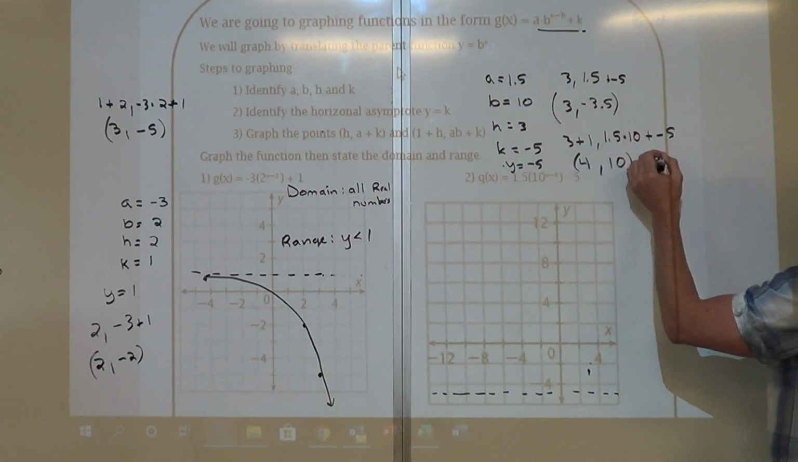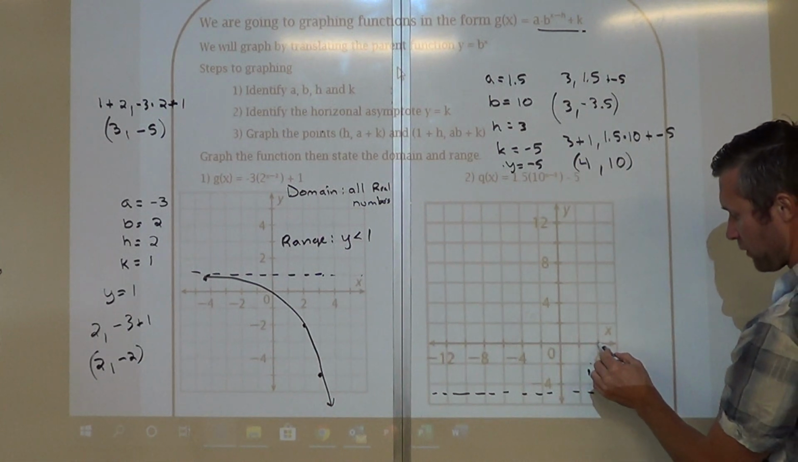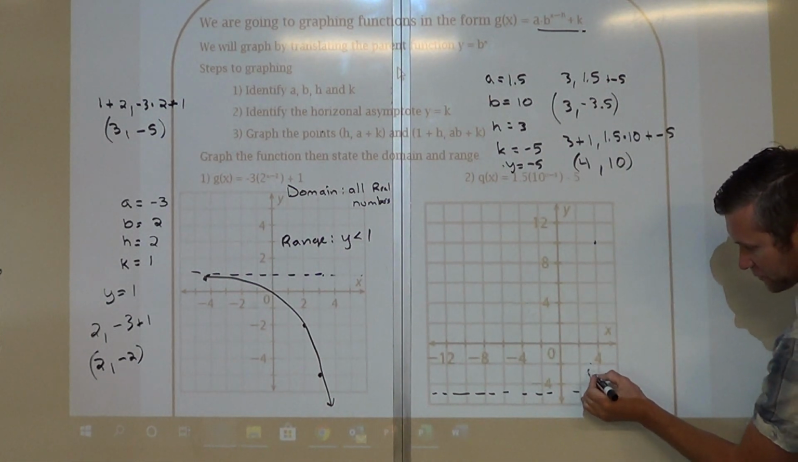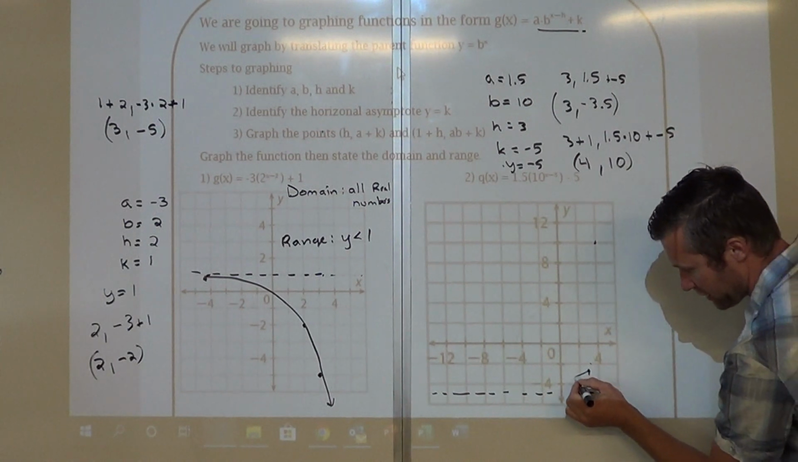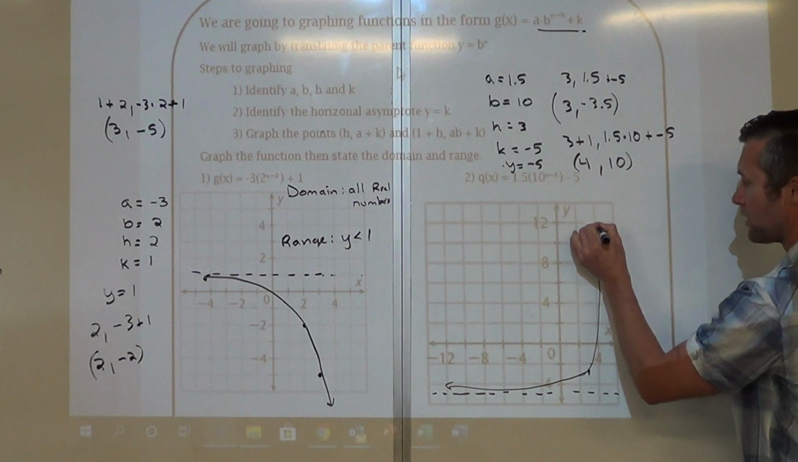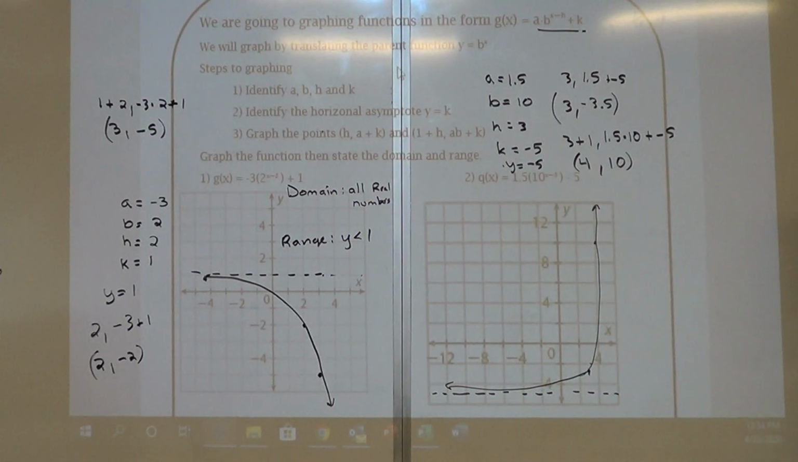And then we go ahead and we have 4, so 4, and then 10. So this is, again, my first reference point. This is the one that's going to go to it, and then it climbs like that. Again, we want to state our domain and range.